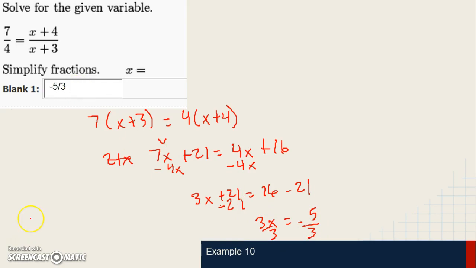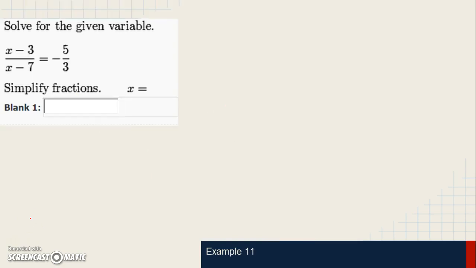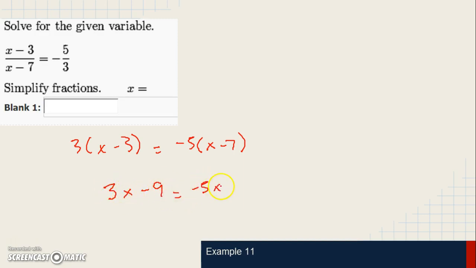We have approximately 50 seconds to do this last example, so I'm going to cross multiply here, and I've got 3 times x minus 3 equals, I'm going to take that negative with the 5, we got negative 5 times x minus 7. Going fast. So I have 3x minus 9 equals negative 5x plus 35.